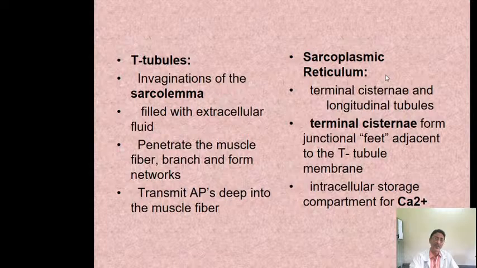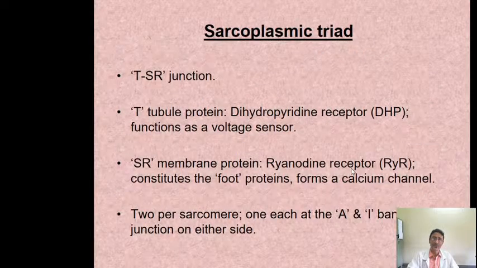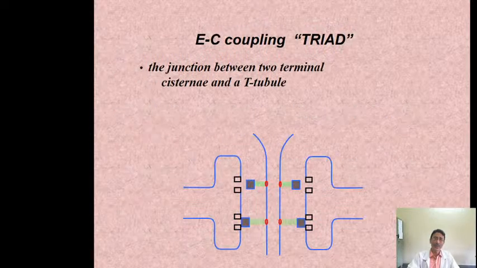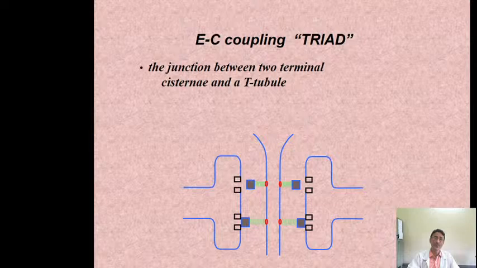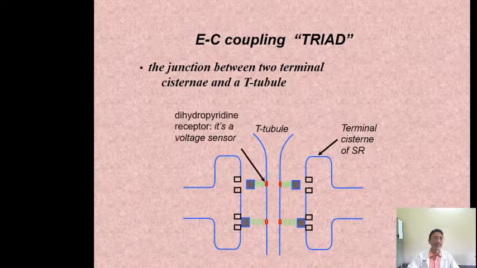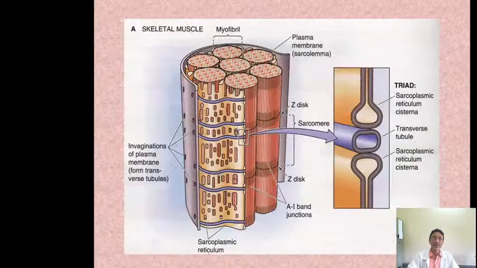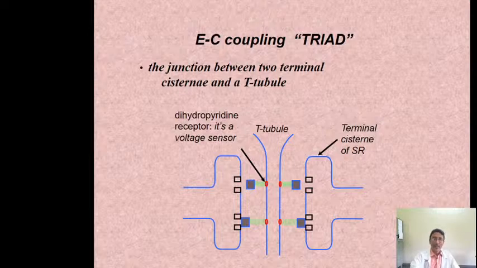Then what do the L tubules do? They are the terminal cisternae and the longitudinal tubules. They bind to the T tubules and they form the storage of calcium ions. As I said earlier, the T tubule has a DHP receptor, whereas the SR has a ryanodine receptor. So here you can see in the diagram the junction between the terminal cisternae and the T tubules. This is the T tubule, this is the terminal cisternae, two cisternae are present. Here you will find the dihydropyridine receptor.